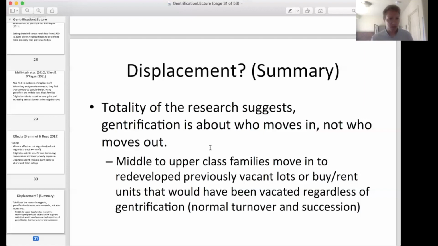There is some displacement, but again, it's not more than in non-gentrifying neighborhoods. And then there's like cultural and racial reasons why people probably don't like gentrification that again are beyond the scope of the class. We're focusing on just the economic process, just the displacement.